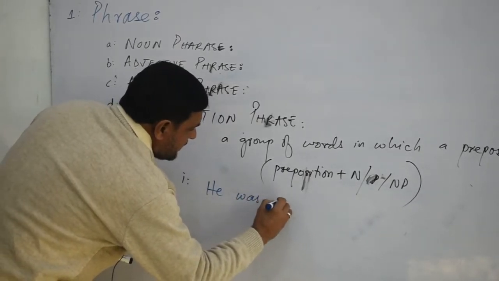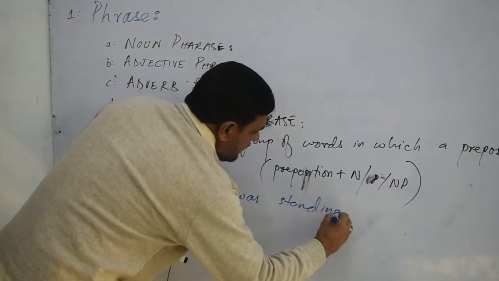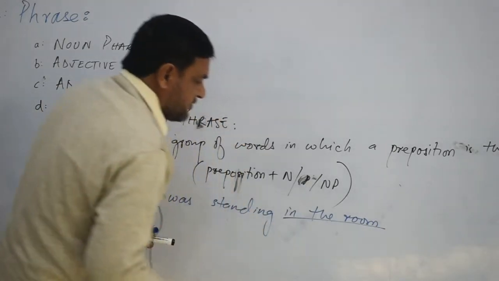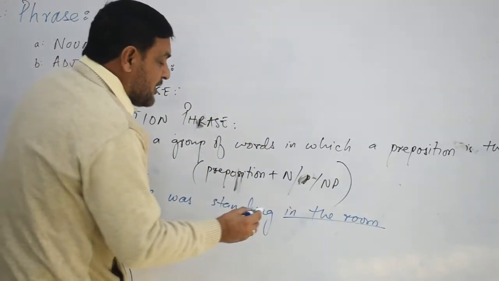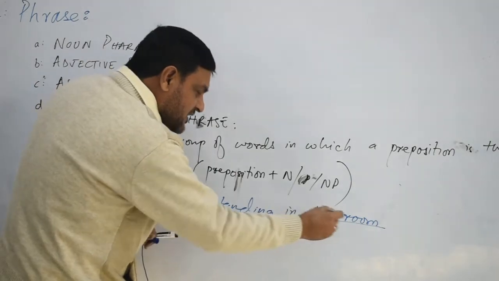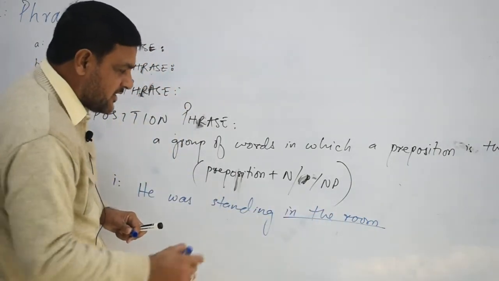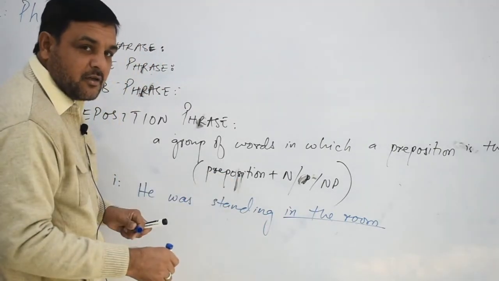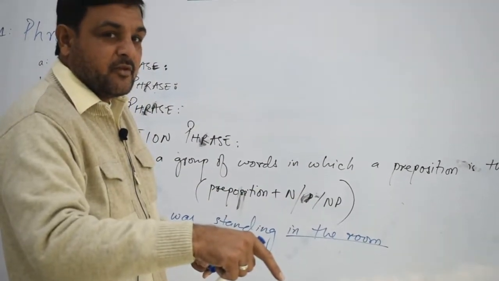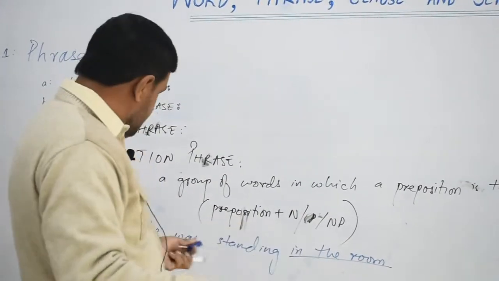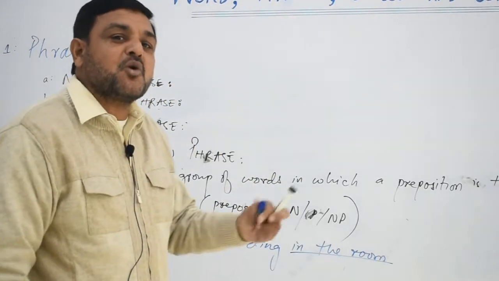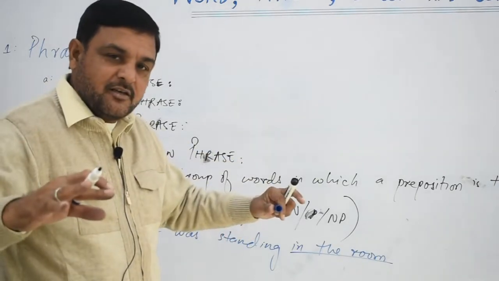He was standing in the room. Now you can clearly see, in the room is a preposition phrase. Why? Because according to grammarians, I will not discuss it in detail, in this combination of three words, in plays the central role. We are not talking about the room. We are talking about in the room. We are talking about the position of someone in the room. So the words that show positions are generally prepositions or adverbs, typically special prepositions.